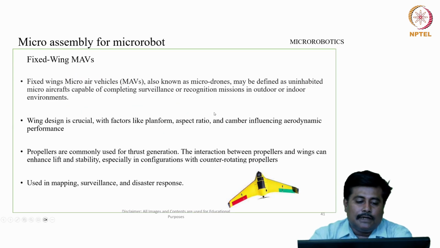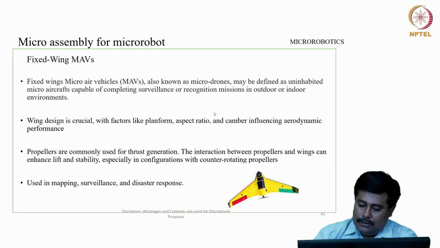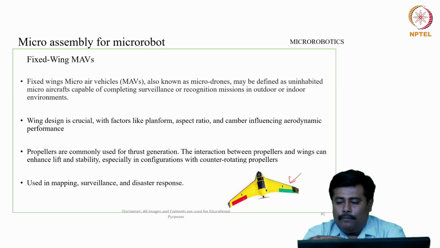Now, as far as the fixed wing type is concerned, these fixed wing micro aerial vehicles, also known as micro drones, may be defined as uninhabited micro aircraft capable of completing surveillance or reconnaissance missions in outdoor or indoor environments. This is one of the key aspects with respect to fixed wing micro aerial vehicles, which are a kind of micro drones.